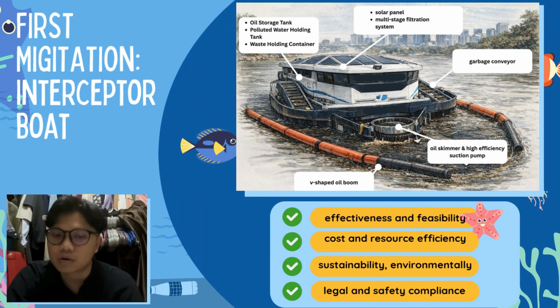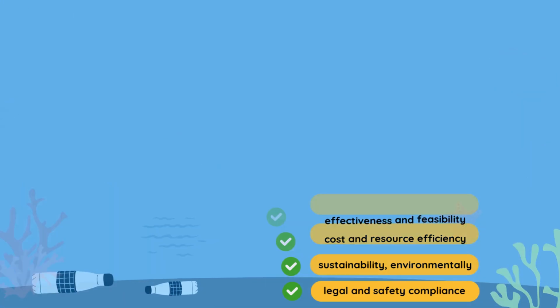Finally, in terms of legal and safety compliance, the system aligns with Malaysian environmental regulations such as water quality standards and industrial waste management laws. Enclosed tanks and controlled waste handling reduce spill risk and ensure safe disposal. In conclusion, this engineering solution is effective, cost-efficient, sustainable, and legally compliant for addressing industrial pollution in the Selangor River.